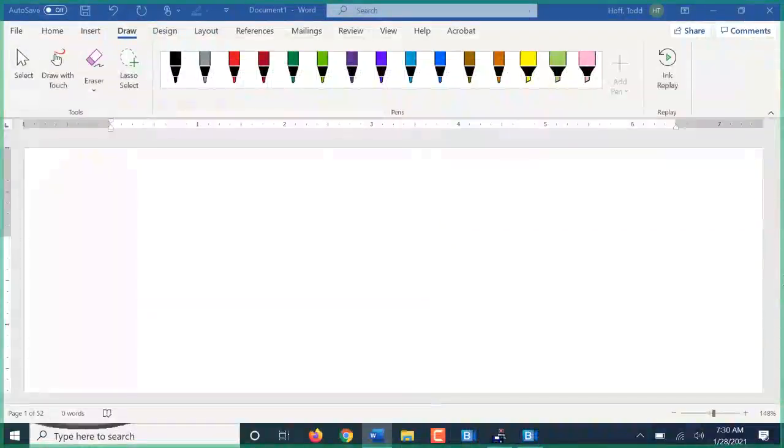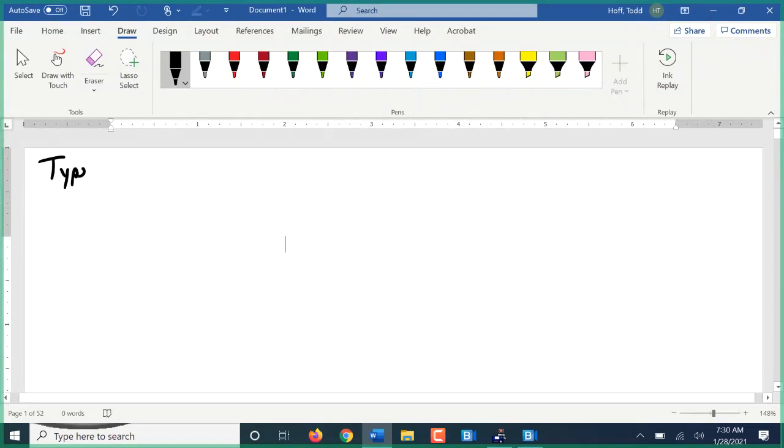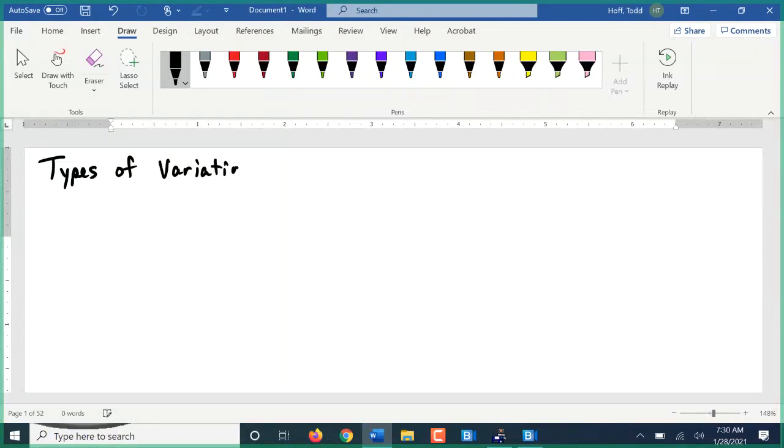Okay, so we've been talking about ratios and proportions and percents and other applications of it. Today I want to take a look at the two main types of relationships that we have. Those relationships are usually referred to as variation.